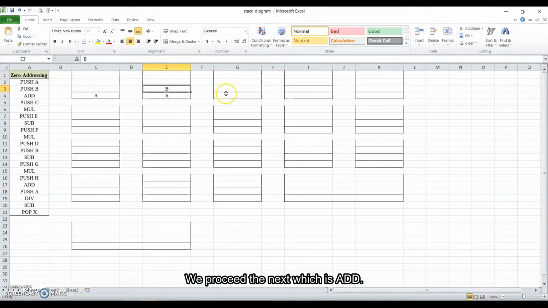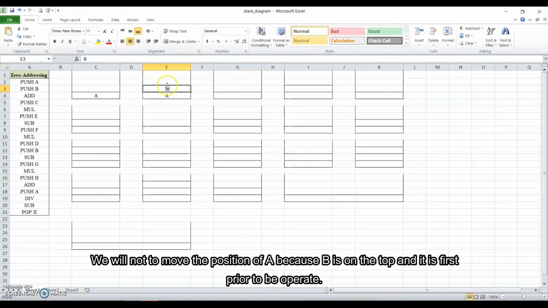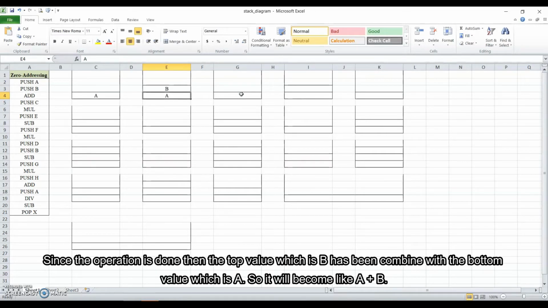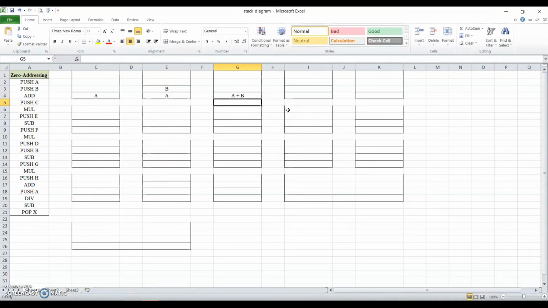We proceed to the next, which is add. We will not move the position of A because B is on top and it has priority to be operated. So we add B. Since the operation is done, the top value, which is B, has been combined with the bottom value, which is A. So it will become like this: A plus B. Then we continue to push the value C. A plus B at the bottom, value C. Then we multiply it.